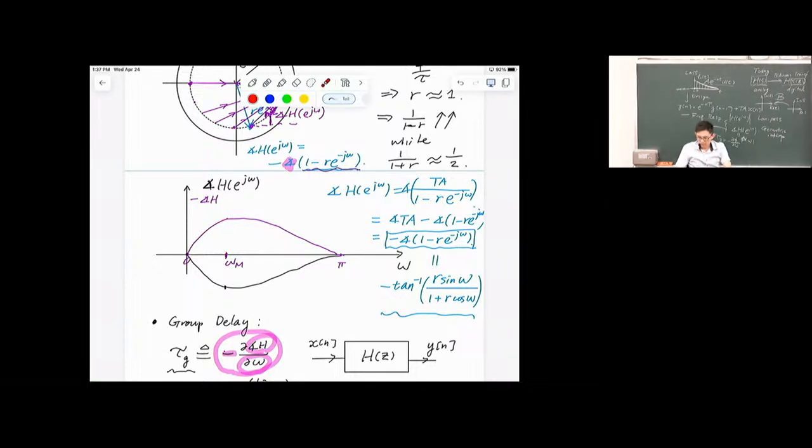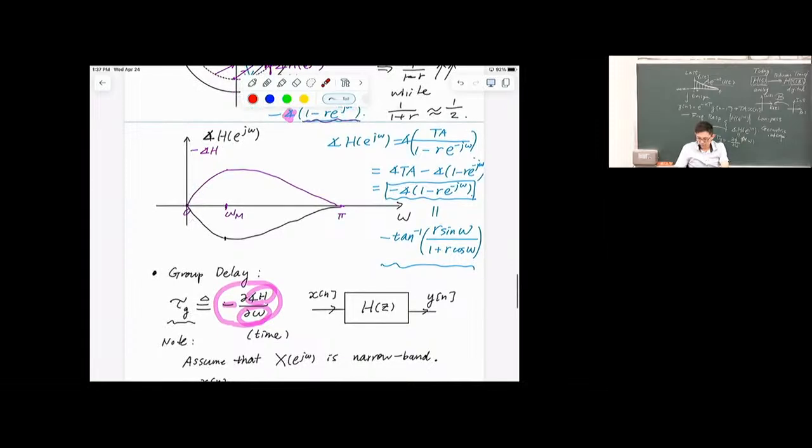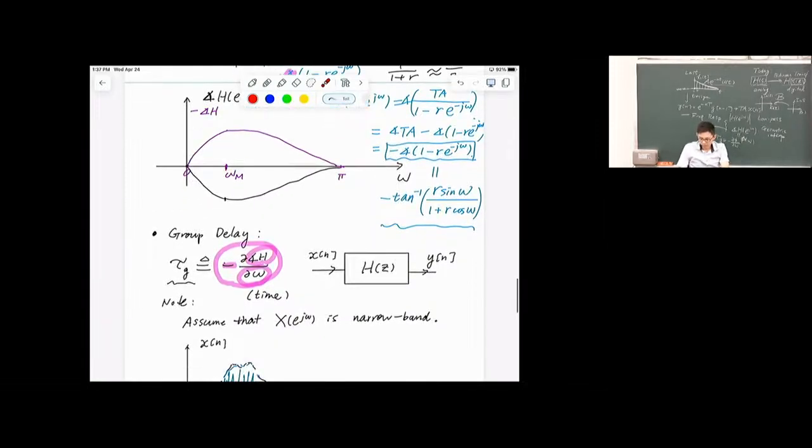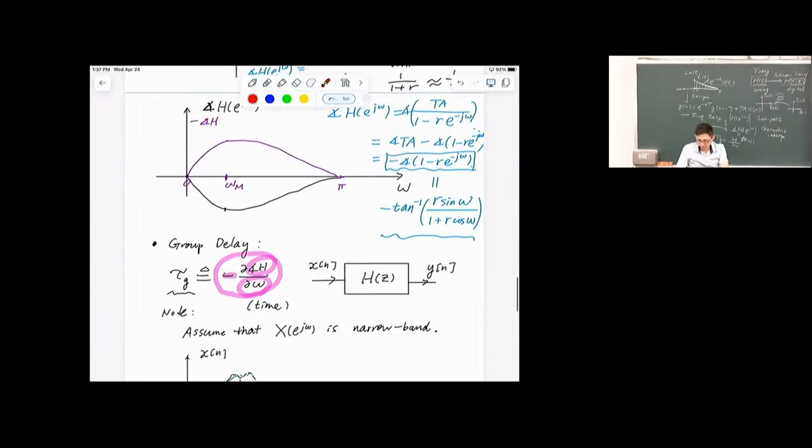All right. So then further, we talked about group delay. The group delay's definition is the first derivative of the phase response against frequency omega. So we can argue that this is a latency or delay, and again there's a negative sign.